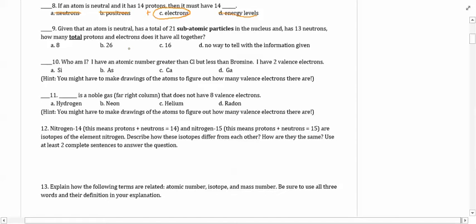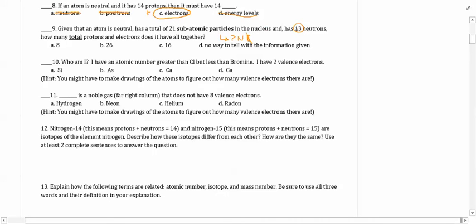Number 9, given that an atom is neutral, has a total of 21 subatomic particles. And we're going to pause right there. Subatomic particles means protons, neutrons, and electrons. So we're talking about 21 of these three things in some combination. And it says in the nucleus. So right off the bat, we can eliminate electrons. We're talking 21 protons and neutrons together. And then it tells us that there are 13 neutrons.